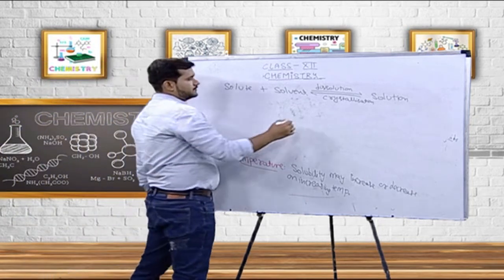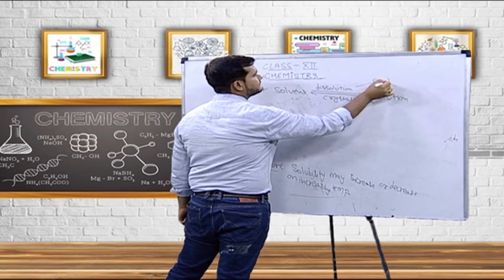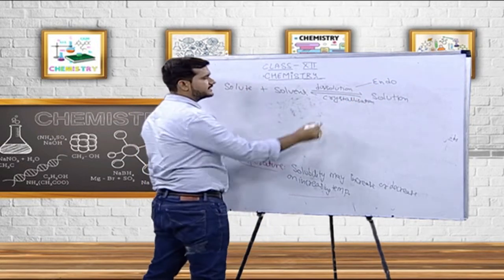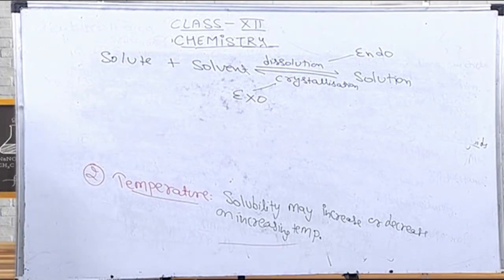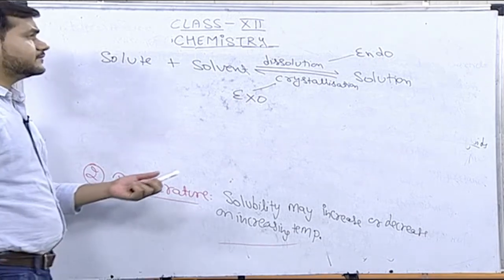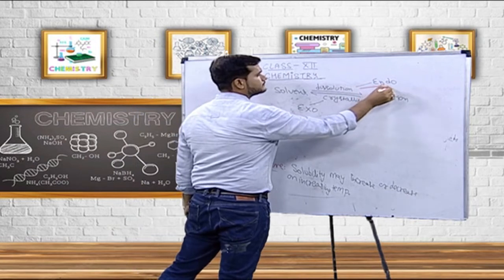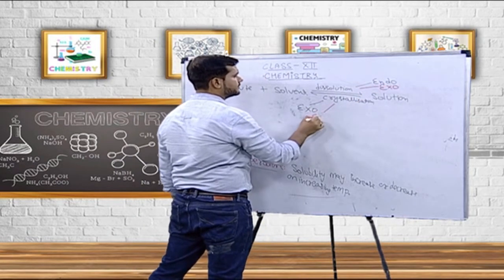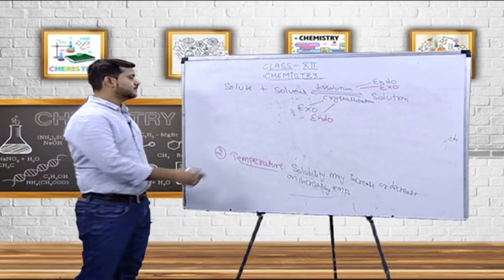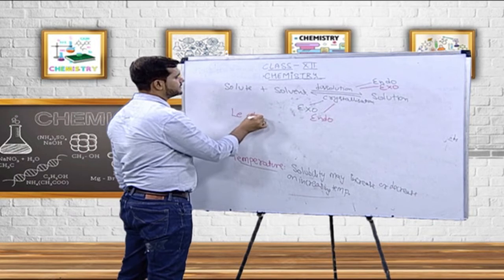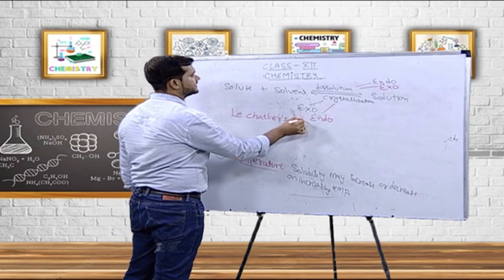If dissolution is endothermic, suppose if dissolution is endothermic, then crystallization will automatically be exothermic. Okay, if dissolution is endothermic, then crystallization will automatically be what? Exothermic. And if it is exo, then it will be what? Endothermic. Okay. Now according to Le-Chatelier's principle, you have done in your class 11th, what does it say?